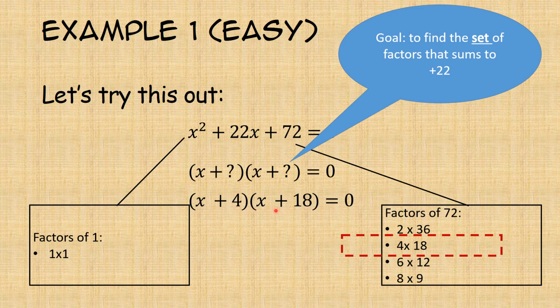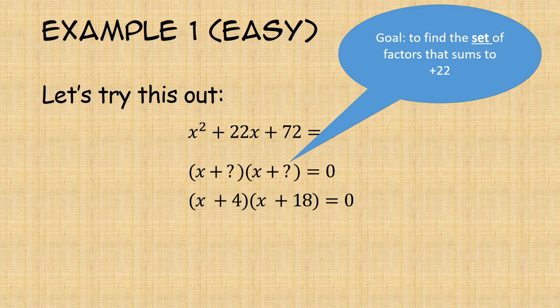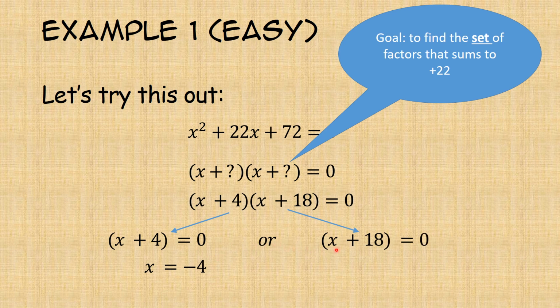We can just write these numbers into our brackets over here, and then you'll see when we cross multiply, it yields the original equation, and then after that, we set each bracket equal to 0 to find what the roots of our equation are. So on the first bracket, x plus 4 equals 0, so one of our roots is negative 4. And the second bracket, x plus 18 equals 0, that means the other root is negative 18.